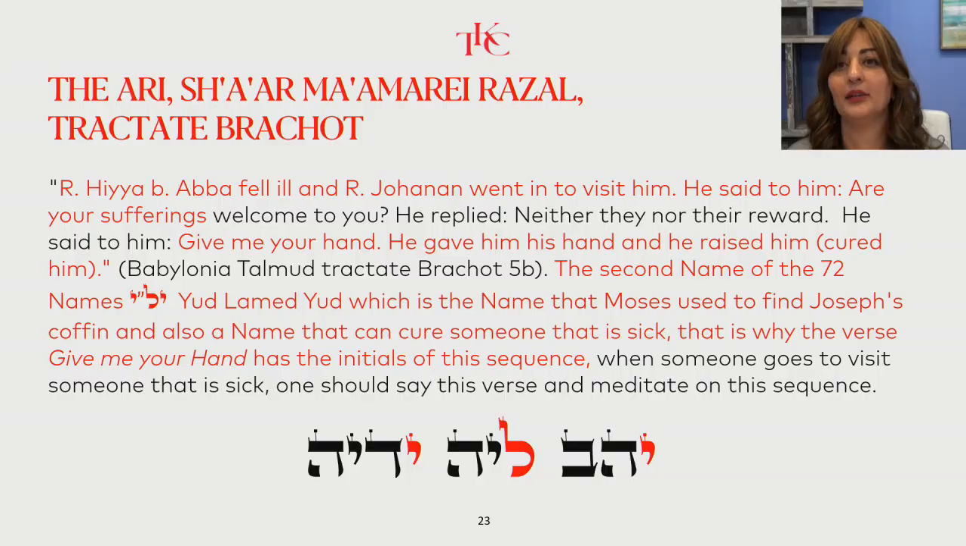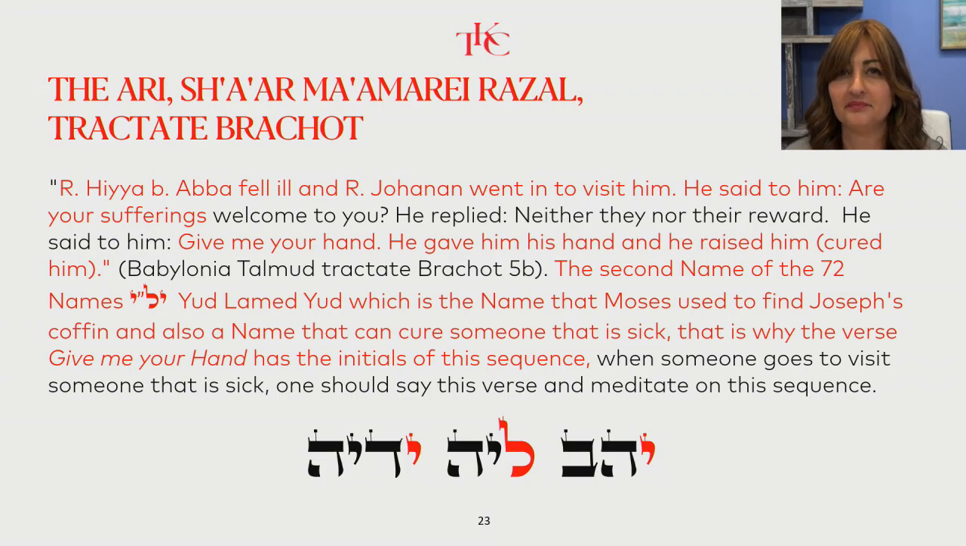Before I finish, I want to show you two more slides, information about something interesting about a particular 72 name, which is, for example, the Yud Lamed Yud, the second one in the chart. It's from the Ari, from Shaar Ma'amarei Razal. It says that there's a story that Rabbi Chia and Rabbi Abba, two of the students of Rabbi Shimon, fell ill, and Rabbi Jonathan went to visit him. He said to him, "Are you suffering? Are you suffering?"